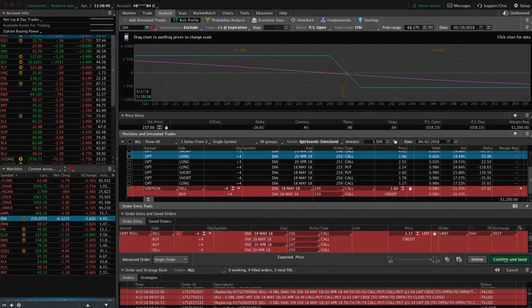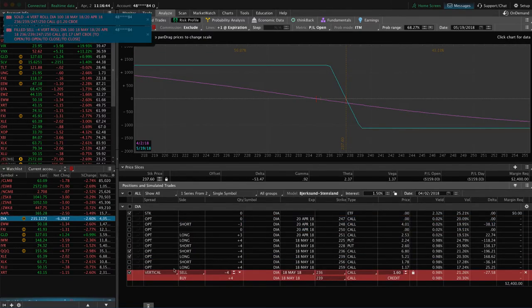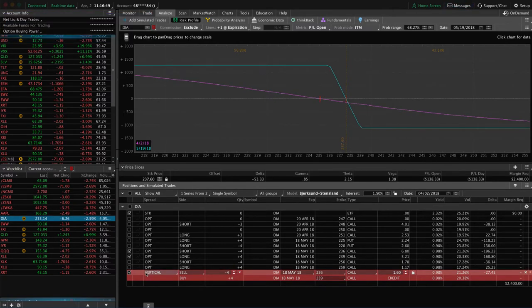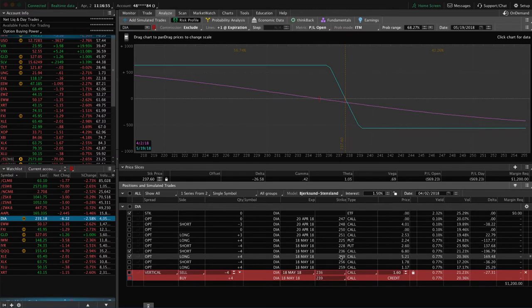If we hit confirm and send, and we got filled at 120. So we actually got price improved a little bit. So then if we click off of our theoretical, you can see the check boxes are representing the 236, 239. So now we are in that trade.